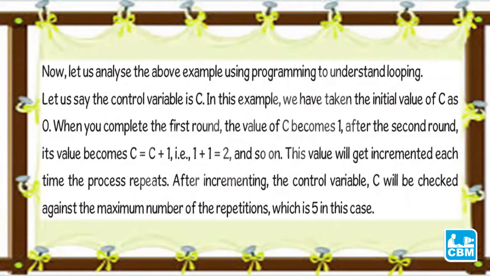Let us say that C is a control variable. We need to initialize the value of C. So in this example, we'll initialize C equal to 0. When you complete the first round, the value of C becomes 1. After the second round, the value of C should become equal to 2. This can be set using a formula C = C + 1. So when the rounds get completed, the variable C will go on incrementing. After incrementing, the control variable C will be checked against the maximum number of repetitions, in this case, 5.